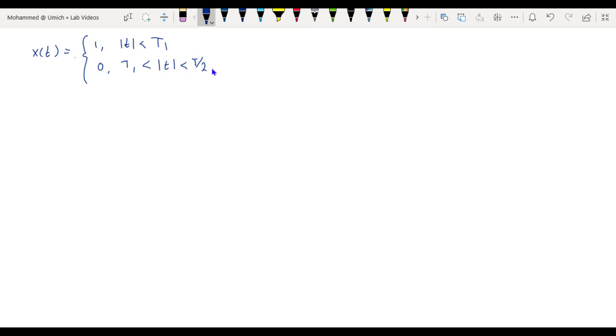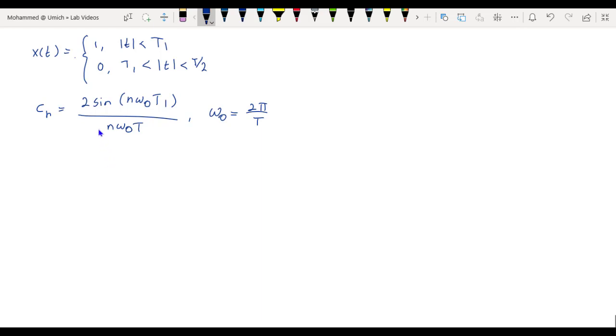Two videos ago, we calculated the Fourier series coefficient Cn for the square wave as Cn equals 2 times sine of n omega naught t1 over n omega naught T, where omega naught equals 2 pi over the fundamental period, capital T. And after calculating these Fourier series coefficients, we looked at the line spectra of these coefficients for a fixed value of T1 and several different values of T.